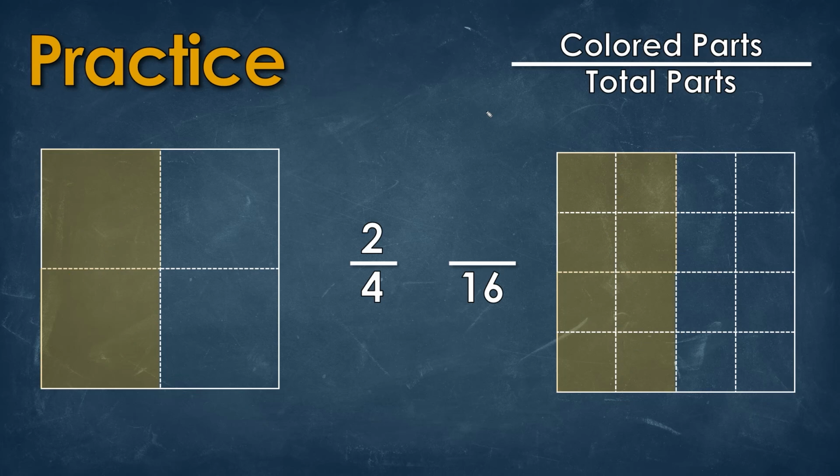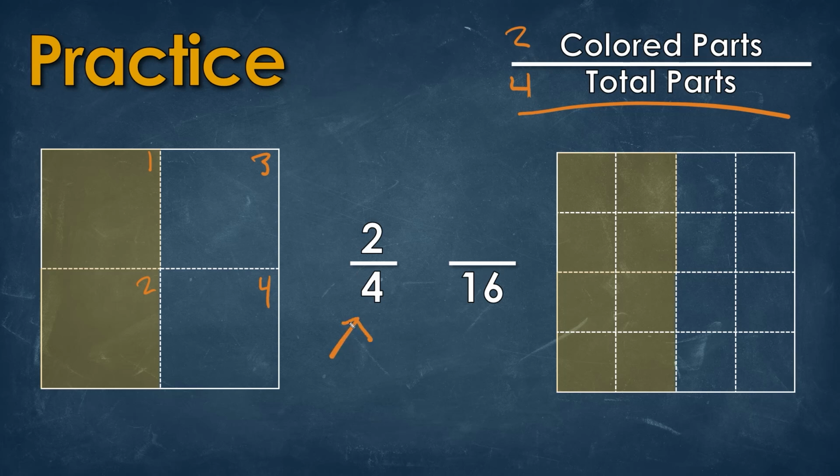All right, let's take a look at the one on the left here. Okay, we have a total of 1, 2, 3, 4 sections. Using our rule at the top, we have 2 sections that are colored and a total of 4 parts. That is what we see right here.